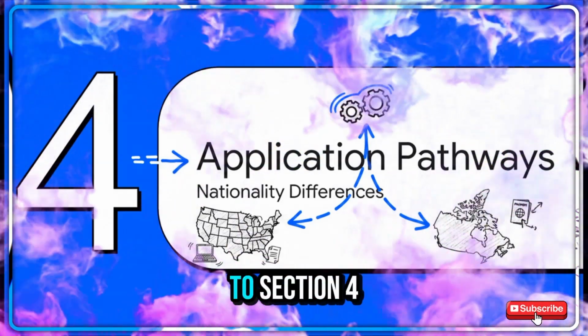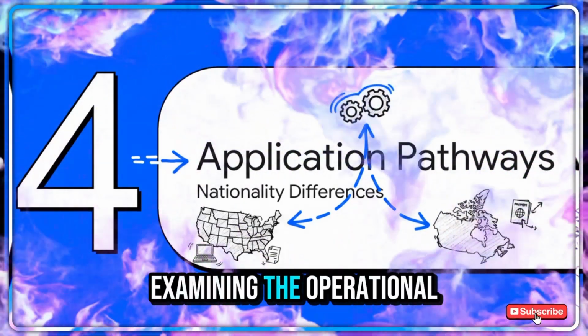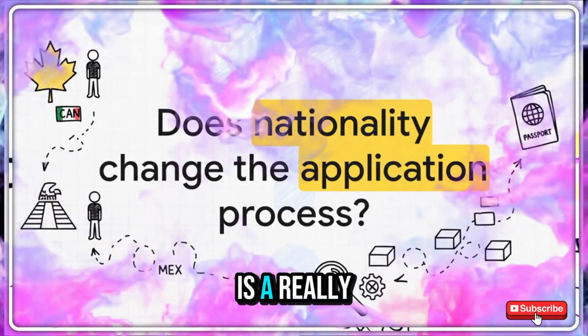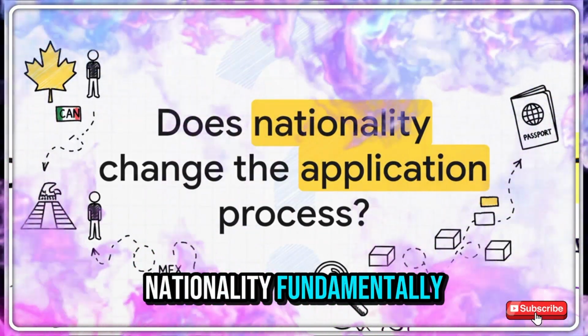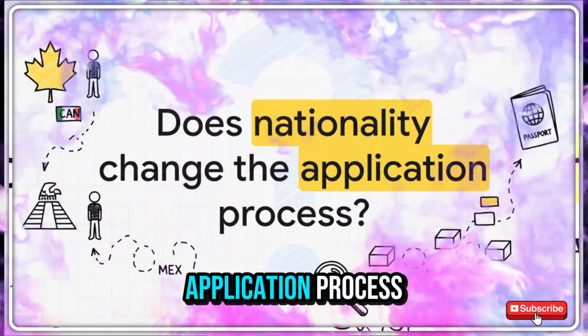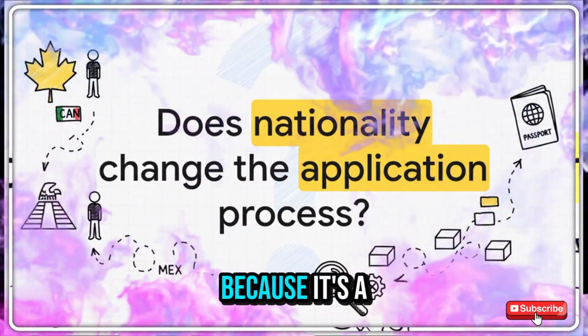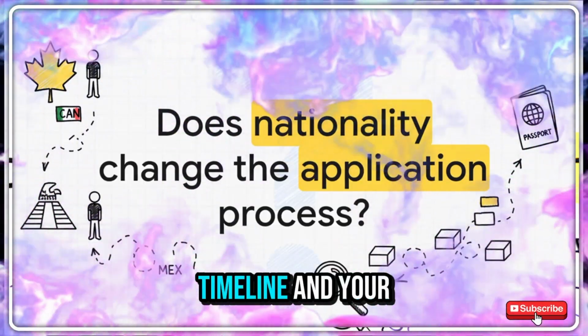All right, let's pivot to Section 4, divergent application pathways, examining the operational differences by nationality. So this begs a really interesting question. Does the applicant's nationality fundamentally change the procedural application process? We really have to isolate this variable because it's a non-obvious detail that entirely dictates your logistical timeline and your strategy.